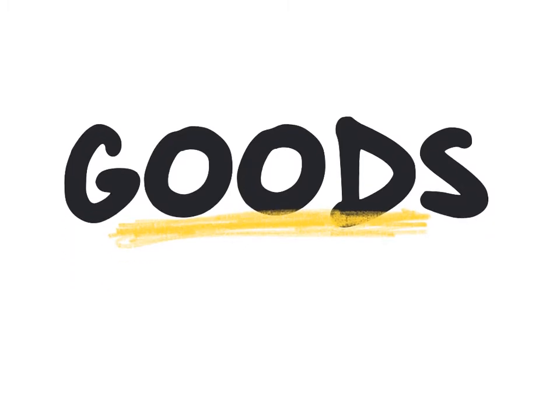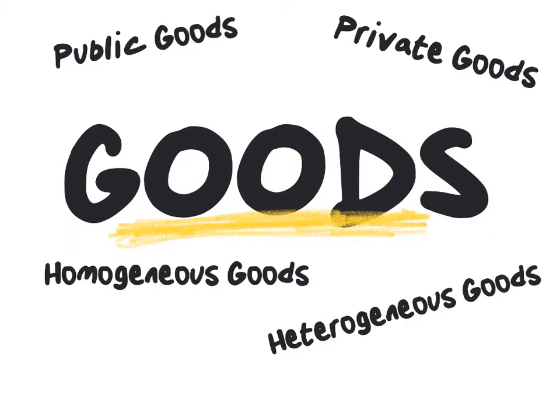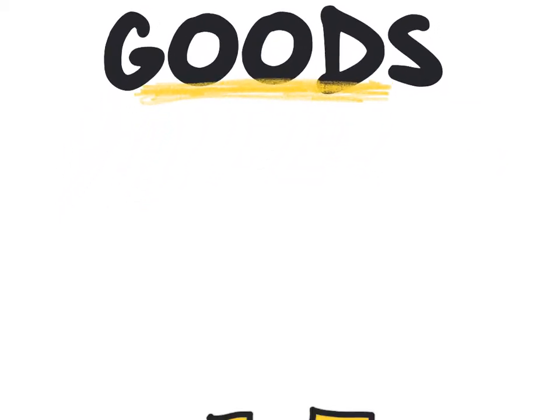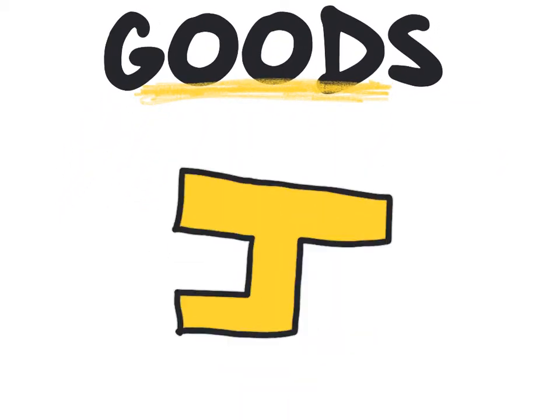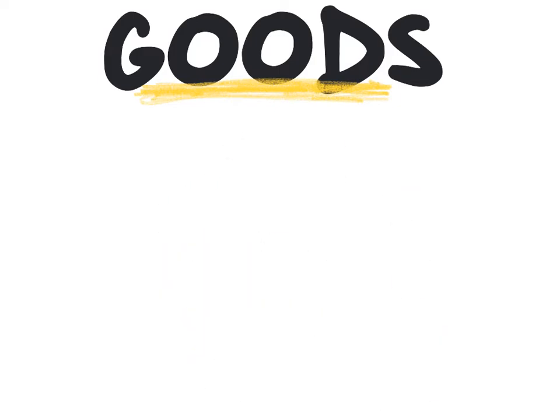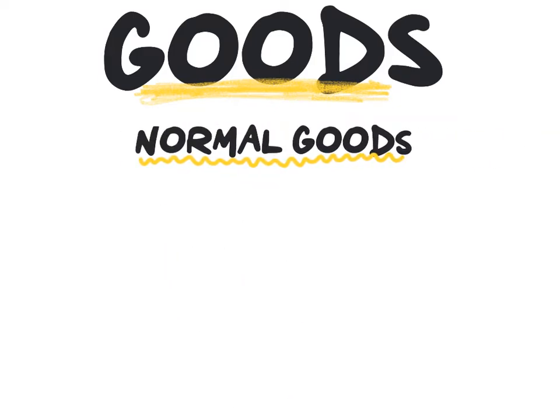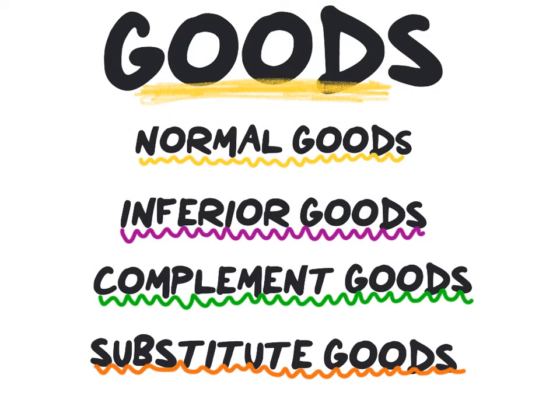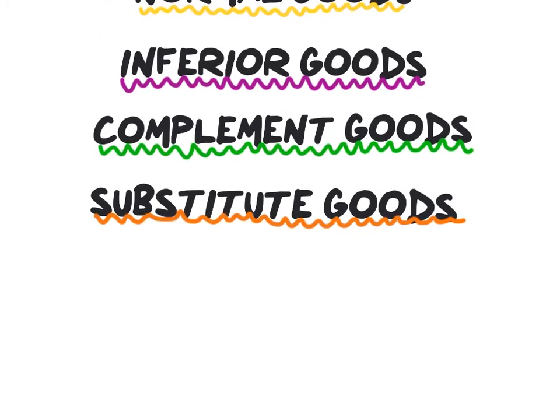Everybody, today's topic: economic goods. Although there are numerous goods in economics, today we are going to focus on only 4 goods. These goods are normal goods, inferior goods, substitute and complement goods. In order to use some practical examples to differentiate between these goods, let's first look at our normal goods.